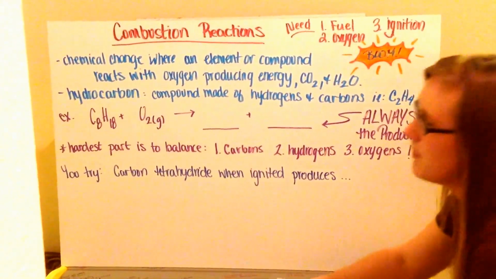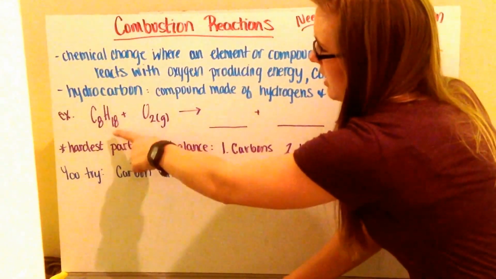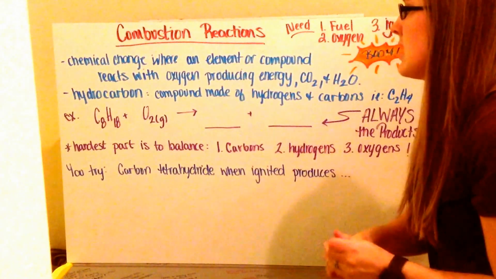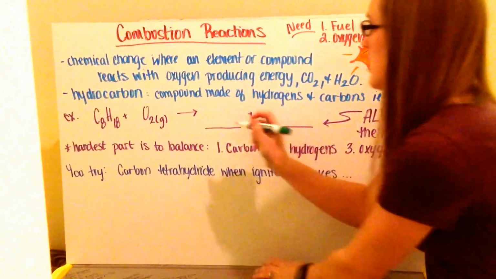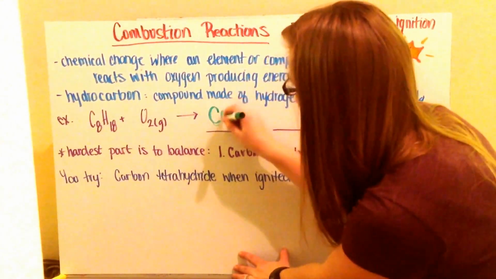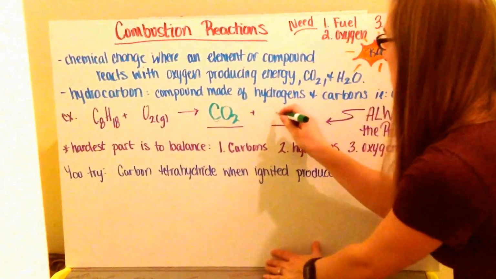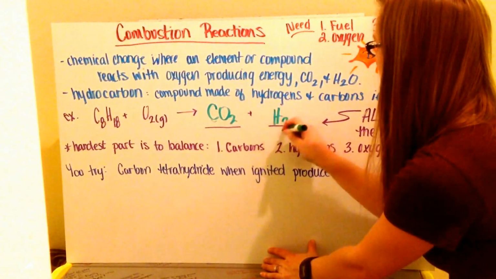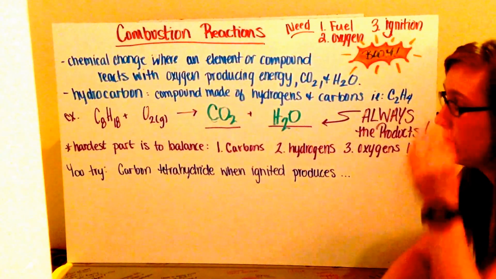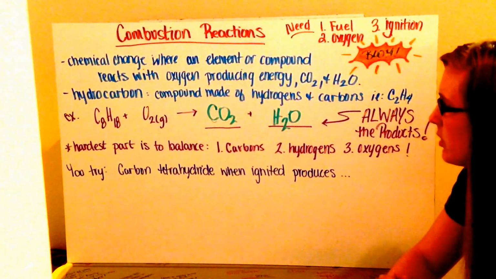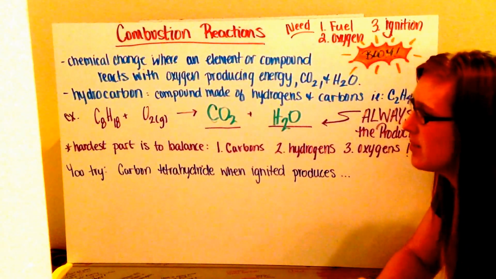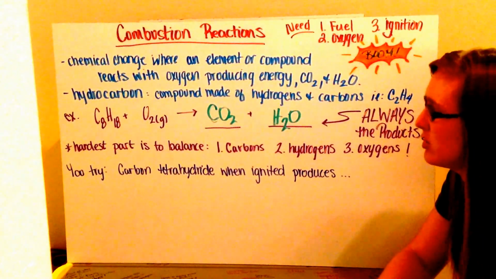So for example, if I have C8H18 plus oxygen, my products will be, just like in every single combustion reaction, CO2 and H2O. From there, I need to go ahead and balance my chemical equation. Now, combustion reactions are the hardest ones to balance because the numbers can get so large and they're all intertwined.